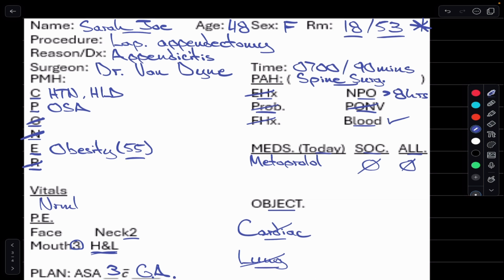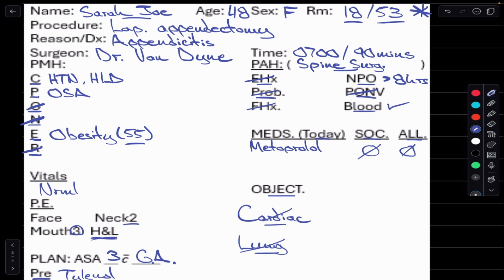So I would say Sarah Joe is a 48-year-old female who's undergoing a laparoscopic appendectomy for a perforated appendix with Dr. Leslie Van Dyne. She's scheduled to begin at 7 a.m. and is boarded for 90 minutes. She has a past medical history significant for hypertension, hyperlipidemia, obstructive sleep apnea, and no other major cardiac or pulmonary concerns. She is obese. She has a BMI of 55. She's had spine surgery in the past and underwent general anesthesia.